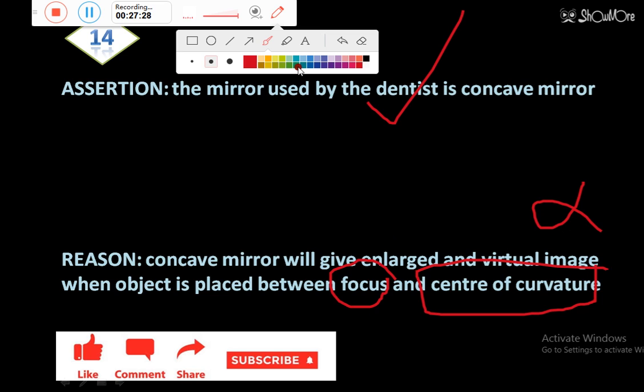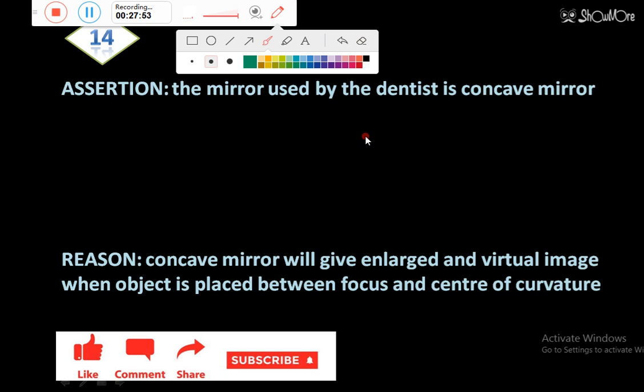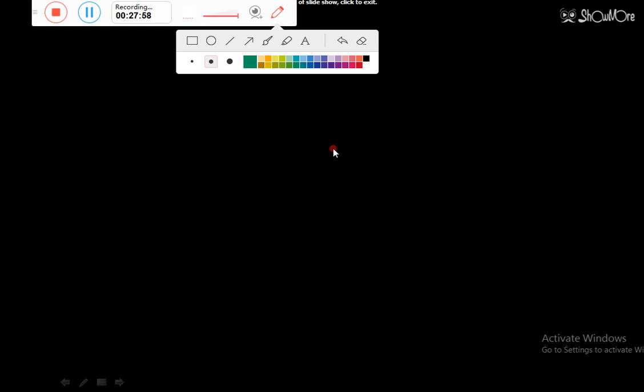So in this question the assertion is right but the reason is false. So option C will be the right answer. The assertion is true but the reason is false. So this is the answer for question number 14. In the previous video I think we discussed questions 16 to 20. In this video we have also discussed 14 questions, and I hope you have understood all of them. Please note down these questions in your notebook.